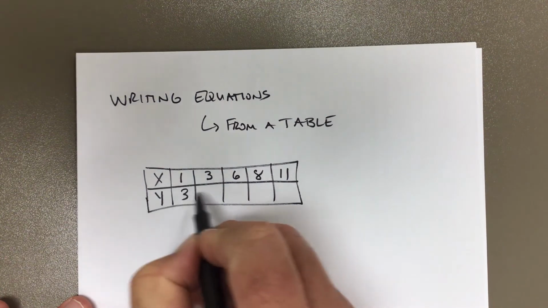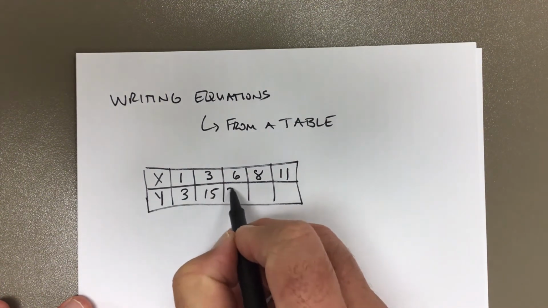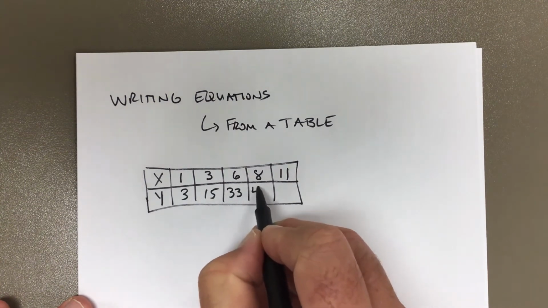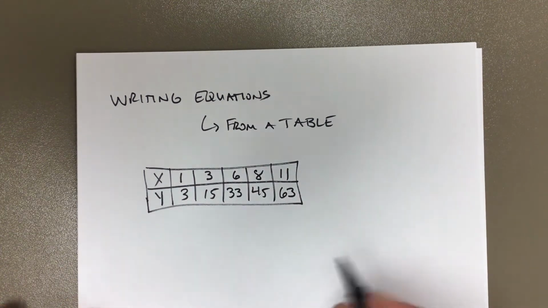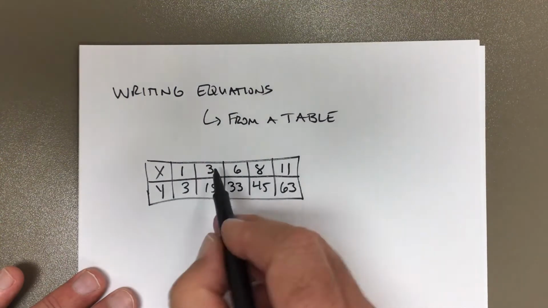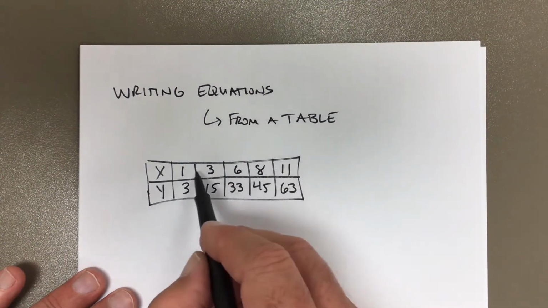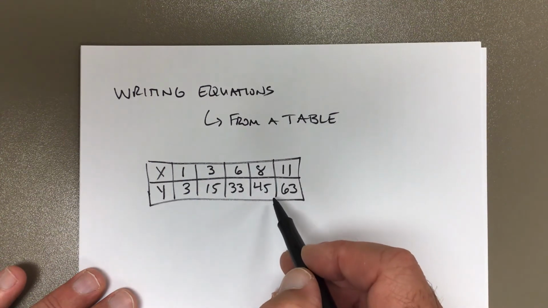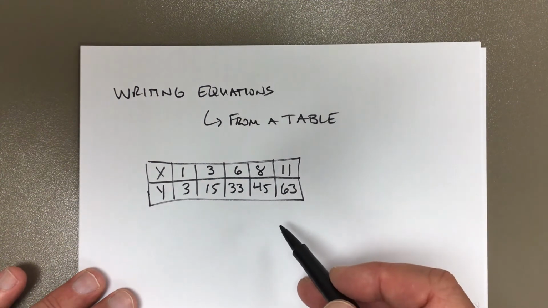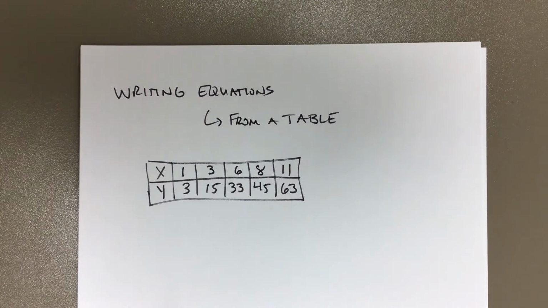And this is 3, 15, 33, 45, 63, right? So we have this stuff, and we don't have it here, and it's not really very fluid here. It goes up 2, up 3, up 2, up 3, right? So we're all over the place here. So we have to make it consistent, right?